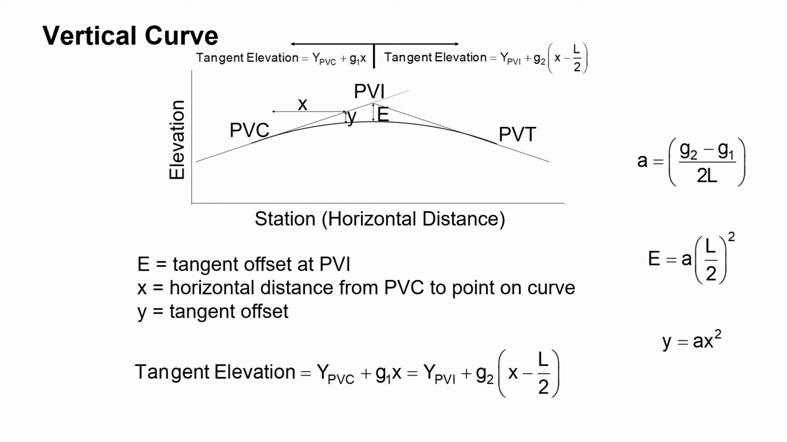So it's important that we make the distinction. There are two components here in this equation for the elevation on the tangent for this vertical curve. If you're on the left side of the PVI, you need to use y PVC plus G1 times X. And if you're on the right side of the PVI, you need to use the equation y PVI plus G2 times X minus L over 2.